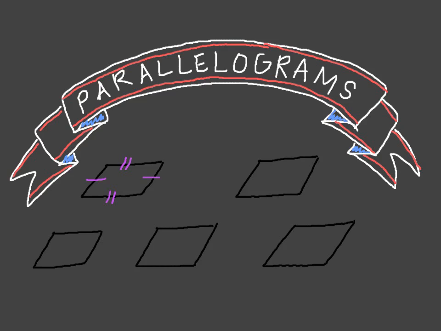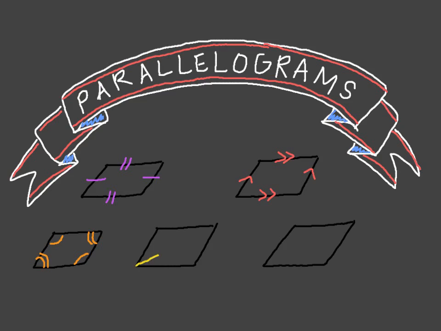Another property of parallelograms is that opposite sides are parallel. So my top and my bottom sides are parallel, that's what these arrows indicate, and my sides are parallel. Another quality is that opposite angles are congruent. So I can mark that on my parallelogram. Here's some opposite angles that are congruent, and here are two more. So angles that are across from each other on the parallelogram are congruent to each other.